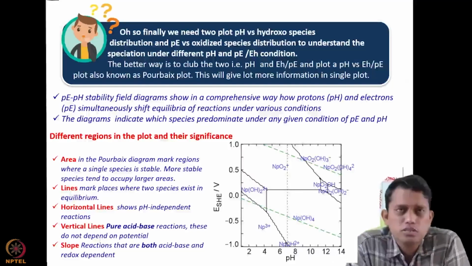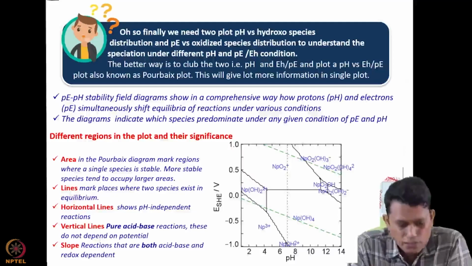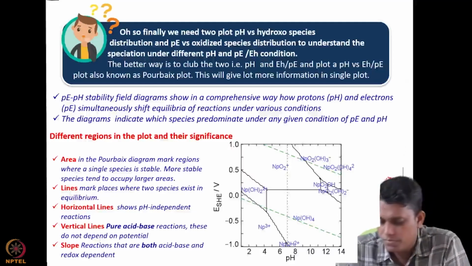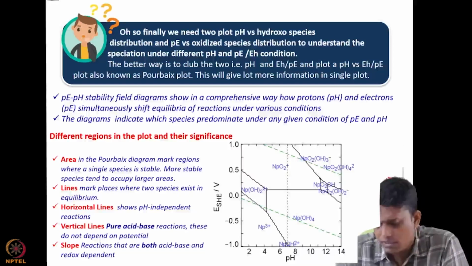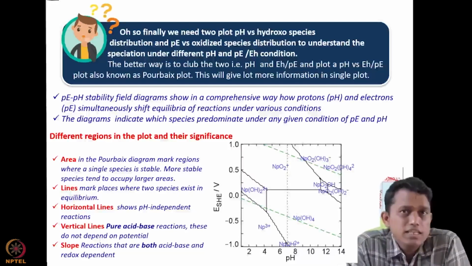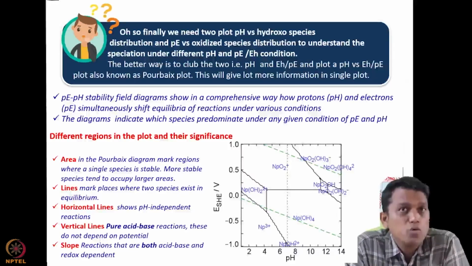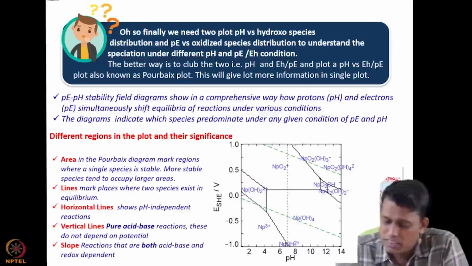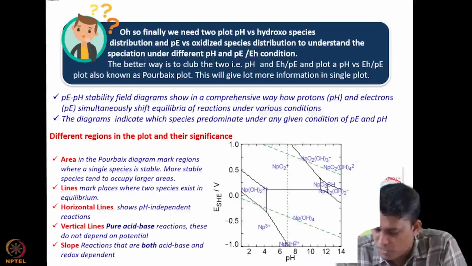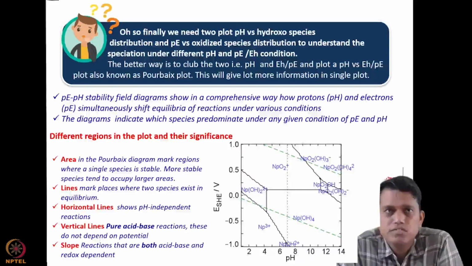And then we have talked about two kinds of lines and then area. The first thing you can say, the lines can be horizontal, the lines can be vertical, or the lines can be slant. When we talk about the vertical lines, these are pure acid-base reactions and they do not depend on the potential. When we talk about the horizontal lines, they show a pH independent reaction. And when you see the boundary lines, suppose you have seen this line, the activity of these two are the same on this line. So you can say they mark a place where the two species exist in equilibrium.